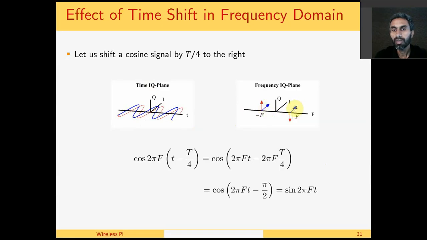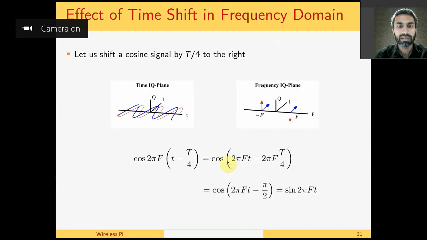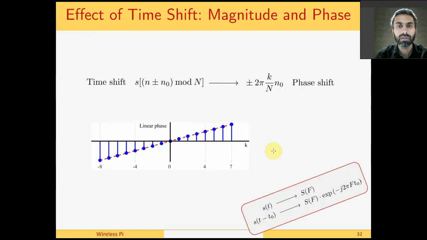If we rotate them by 90 degrees, which means shift the phase by 2 pi f t by 4, then for positive frequency this is a minus 2 pi f t by 4 clockwise rotation. For a negative frequency this becomes plus 2 pi f, and we get a sine. The fact that a time shift of t by 4 gives rise to a phase shift of 2 pi f t by 4 is a special case of a general relationship which says that n naught time shift gives rise to a phase shift that is 2 pi k over n naught.